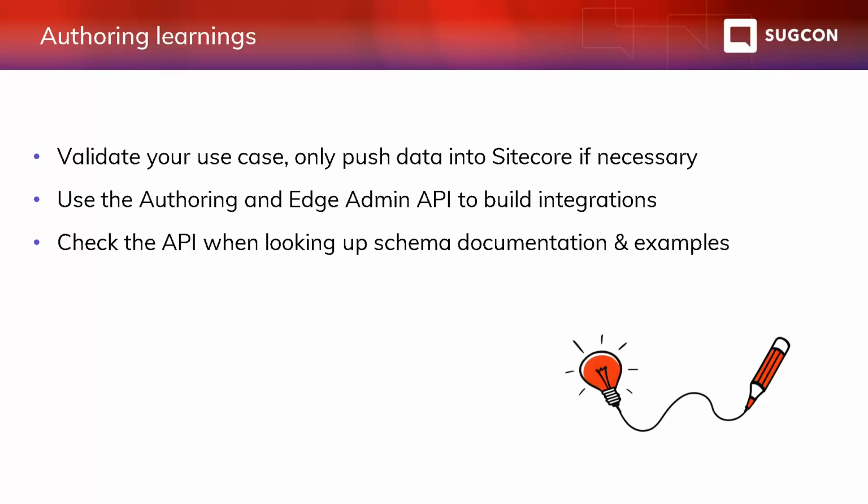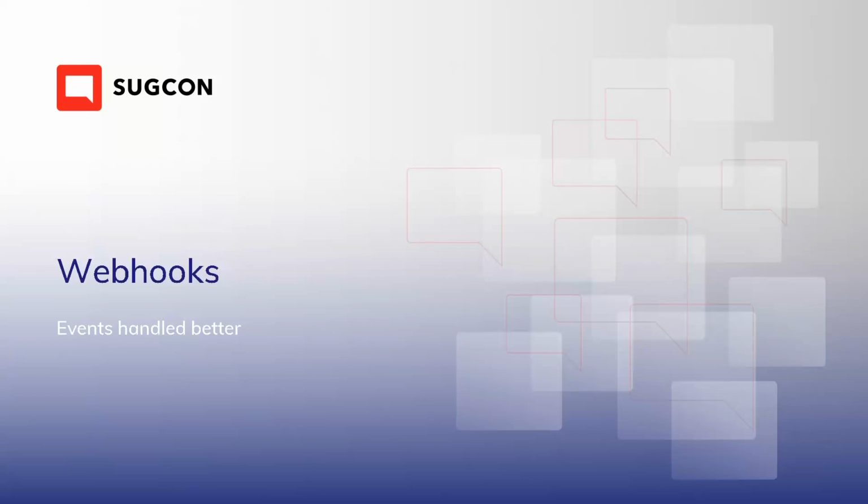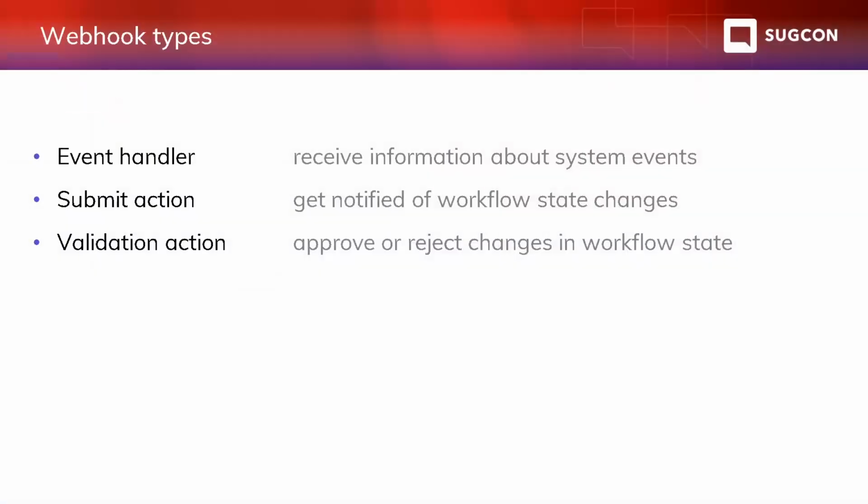Now, as I said, also webhooks are available to create your event handlers that we have been used to in the past to integrate and publish to Sitecore. And there's 3 types of webhooks. We have event handler webhooks, which is to receive information about system events. And then we have 2 others that are purely focused on workflow states. That's the submit and the validation action.